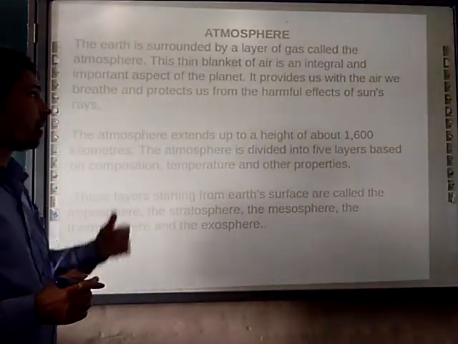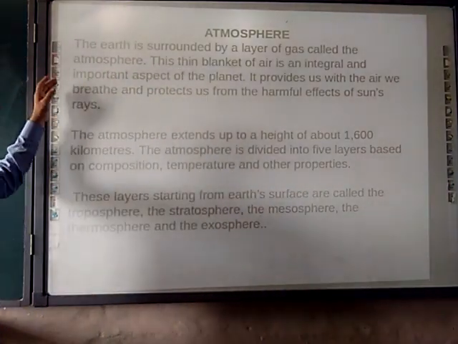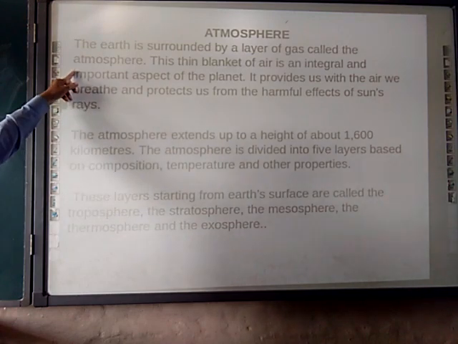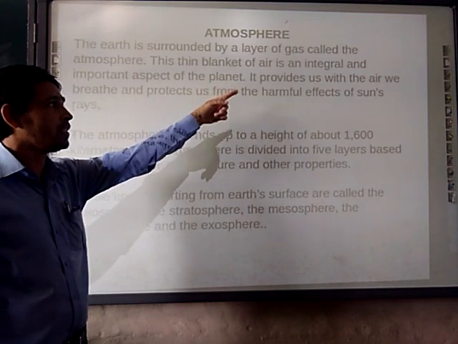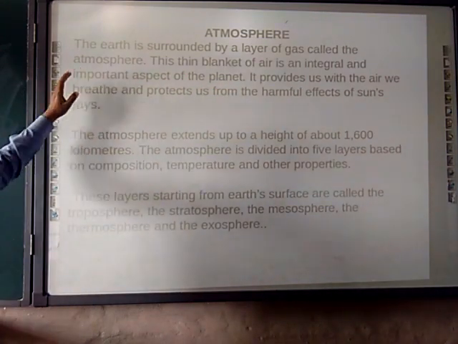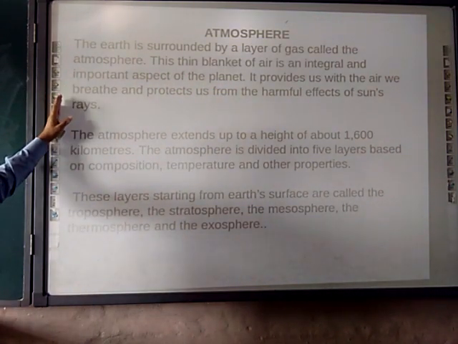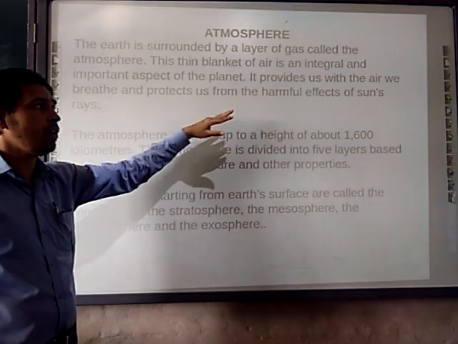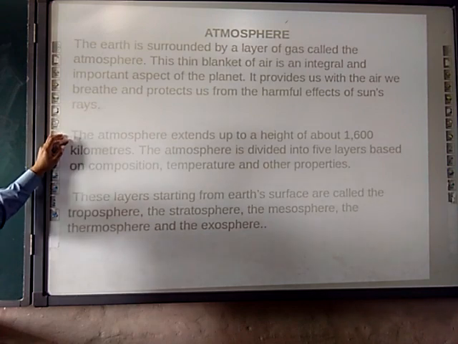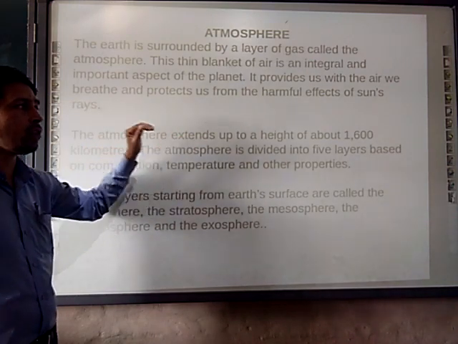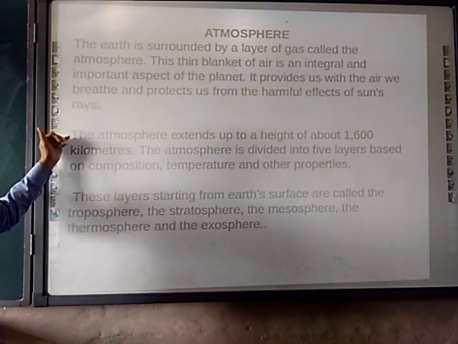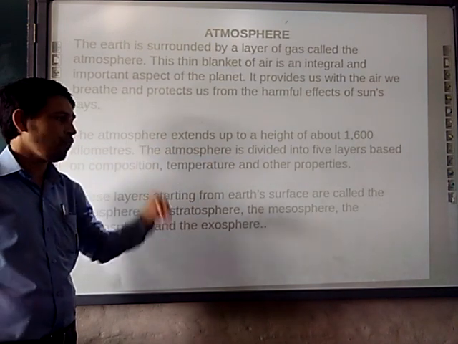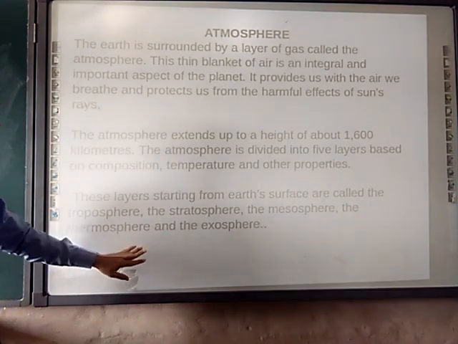And we are going to see the different layers of the atmosphere. The earth is surrounded by layers of gas called the atmosphere, and this thin blanket is an integrated and important aspect of the planet. It provides us with the air we breathe and protects us from the harmful effects of sun rays. The atmosphere extends up to a height of 1600 kilometers. The atmosphere is divided into 5 layers.